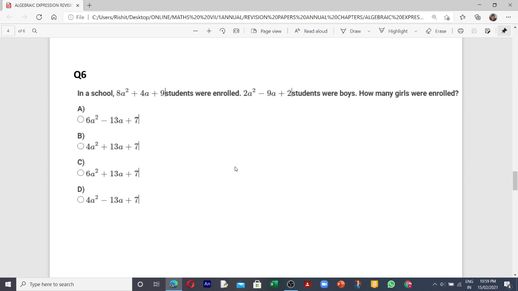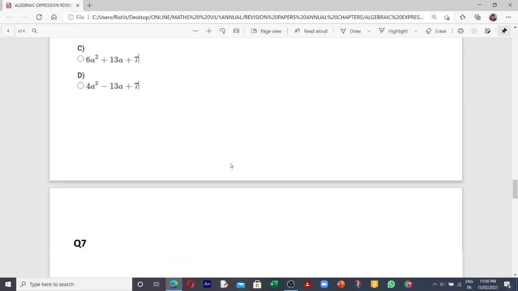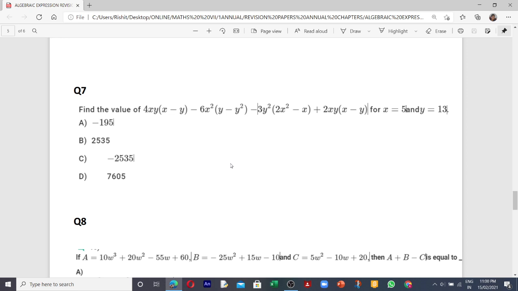So quickly write down the answer. The vertical bar is not there in the solution also. It's only plus 7 at the end. Only plus 7. It's not 71. Next, children, next question. Question number 7.